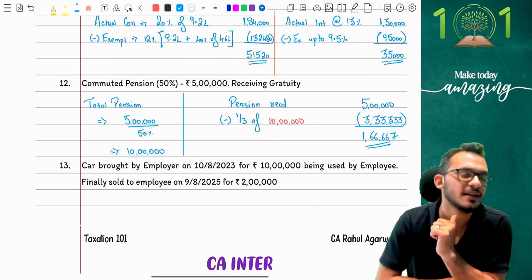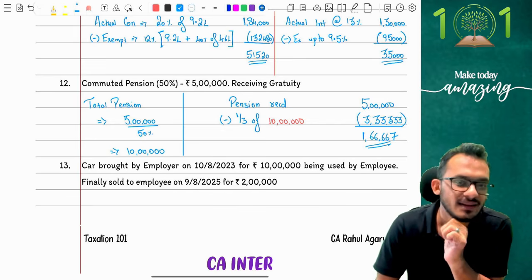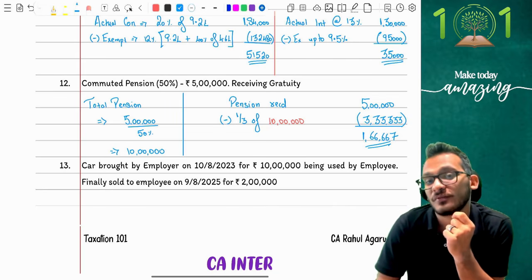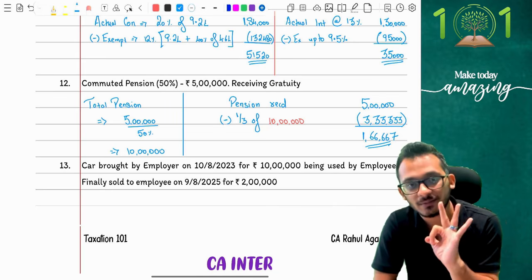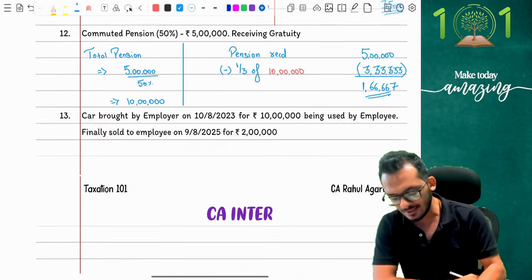This is the right answer. This is what you should have got. If you've got this right, amazing job. Not got this right, small mistake. Clear? Yes, so be very careful, people. It is not 1/3 of the commuted pension, it is 1/3 of the total pension. Clear? Yes, very good. With that understanding, people, I'm moving on forward.